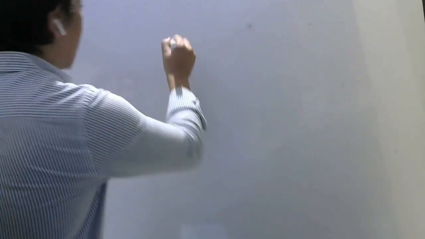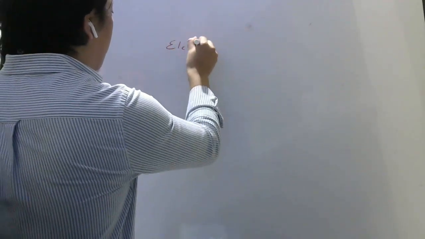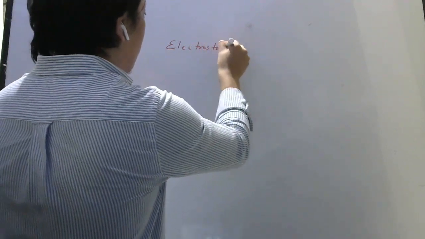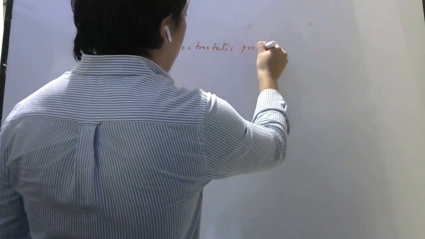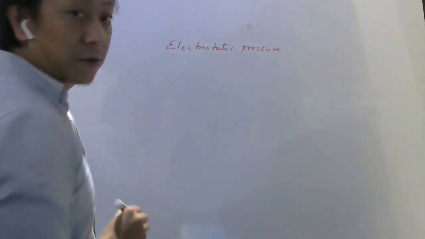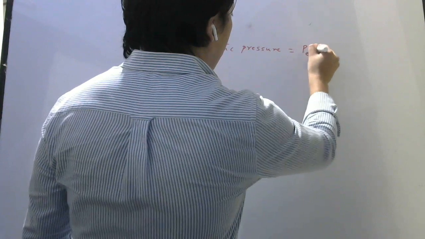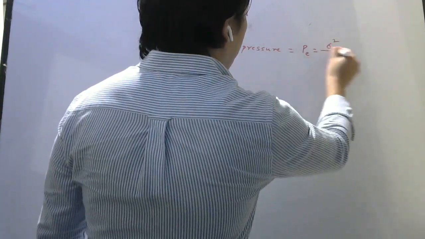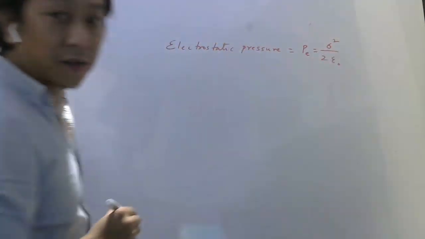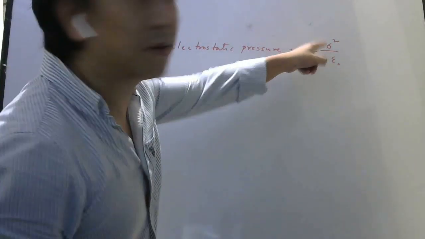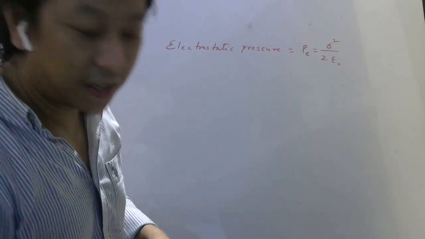So let us now apply this concept of electrostatic pressure to solve one problem. First remember, electrostatic pressure is force per unit area on any charged surface. So electrostatic pressure formula is what? Symbol I am writing PE. Formula is sigma square by 2 epsilon naught. It has to be charged, otherwise how can sigma be there? Sigma is charge per unit area, right? Based on this, let us discuss one problem.